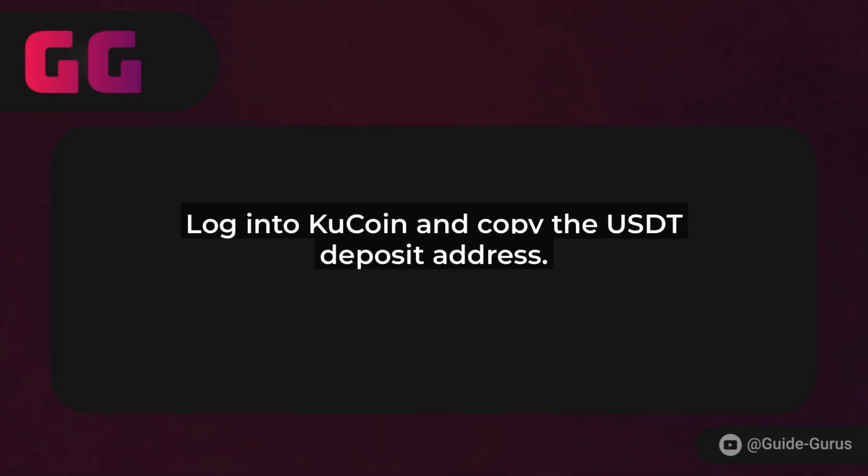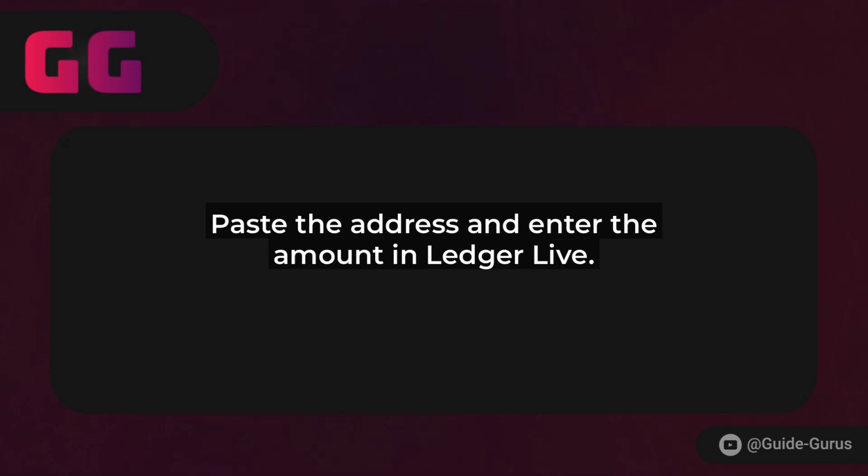Step 2. In Ledger Live, find your Tether balance and click on the Send button. You'll be prompted to enter the recipient's address, so head over to KuCoin. Log into your KuCoin account, go to the Wallet section, and select Tether USDT. Copy the deposit address. Double-check that it's for the correct network, like Tron or Ethereum, depending on your Tether type.